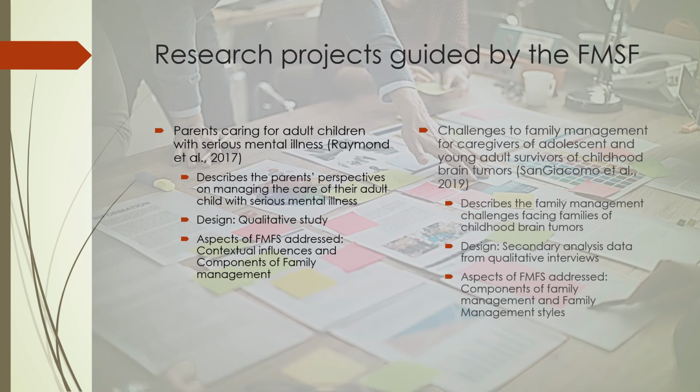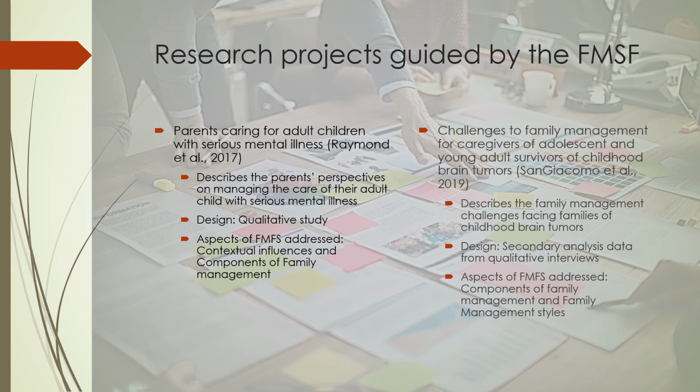Two recently published research studies guided by the Family Management Style Framework were identified. In 2017, Raymond et al. published a study on parents caring for adult children with serious mental illness. The study describes the parents' perspectives on managing the care of their adult child with a serious mental illness. The study design used is qualitative. 4 major themes emerged from the data, describing prolonged and difficult phases that parents and the family undergo in caring for an adult child with a serious mental illness. The study concludes by saying that successful management of these phases must include increasing access to mental health information, mental health screening, early interventions, and violence prevention for adult children and their families.